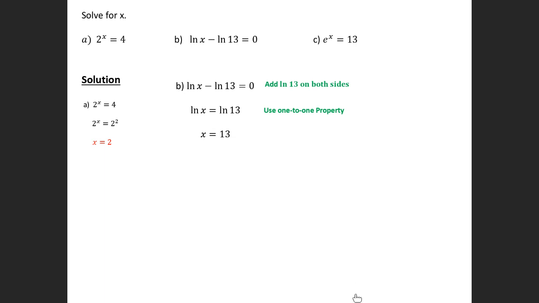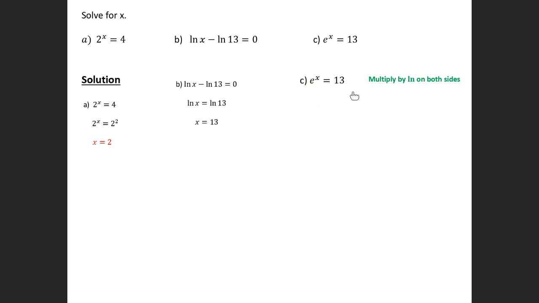Okay, let's look at letter C. Here we have e to the x is equal to 13. What I'm about to do in this example is something that you're going to use quite a bit. So in order to get rid of this, I multiply by natural log on both sides, and you can multiply by anything as long as you do it on both sides. So natural log of e to the x equals natural log of 13.